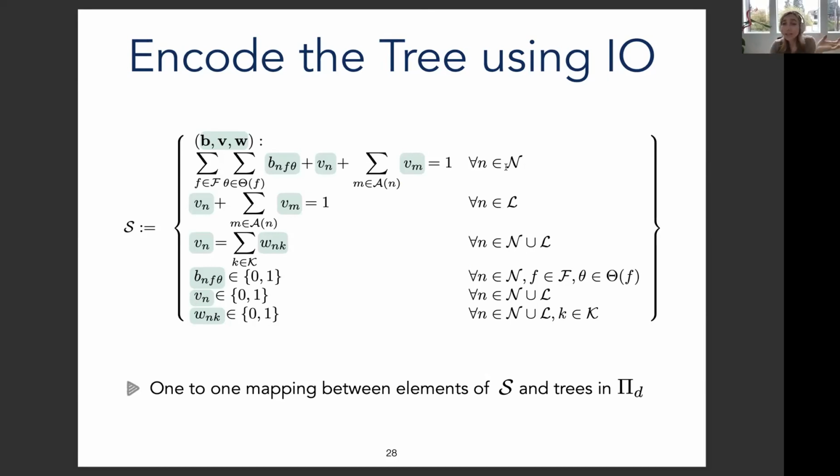Okay, so the constraints are fairly straightforward. The first one says that at all internal nodes of the tree, I must either branch on a feature at a level or make a prediction, or I must have predicted at one of the ancestors. At all leaf nodes, I must either predict or I must have predicted at one of the ancestors. And at all nodes in the tree, if I make a prediction at the node, I must predict one of the classes. Okay? So there's now a one-to-one mapping between elements in this set and the trees in the set I introduced earlier, these trees of maximum depth B.